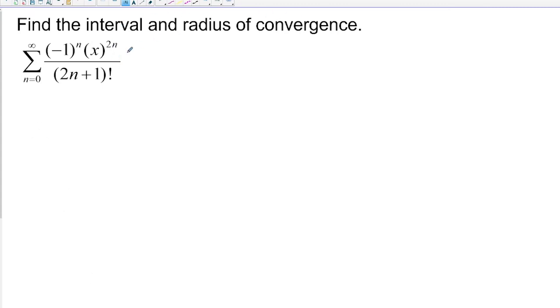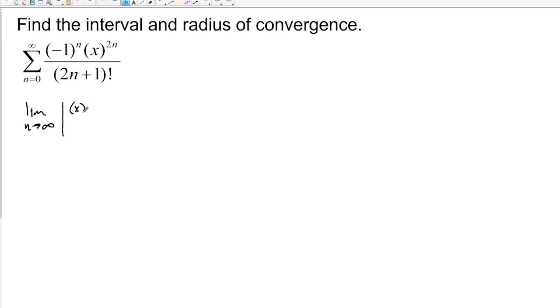Find the interval and radius of convergence for this one. All right, let's go with the ratio test again. Limit as n approaches infinity. The factorial is a dead giveaway that this is going to be a ratio test.